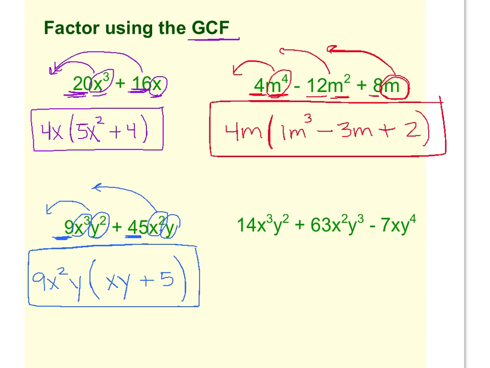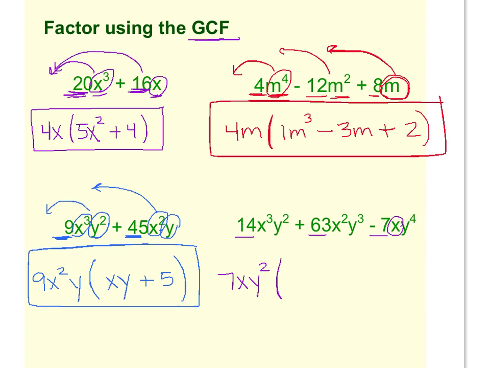All right, one more. Let's see, you look at your numbers, 14, 63, negative 7. The biggest number that fits into all three of those is a 7. And then you look at your x's. How many x's do all three terms have in common? The most that this last term has is an x to the first power. So that's the most that they can all have in common. And then how many y's do they have in common? That's going to be y squared.